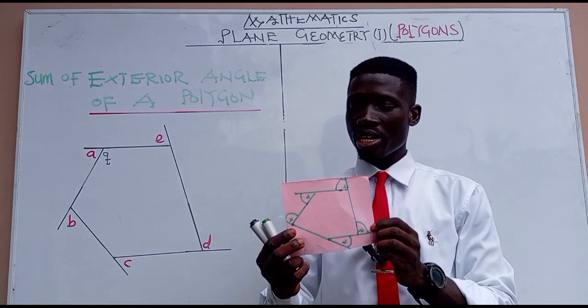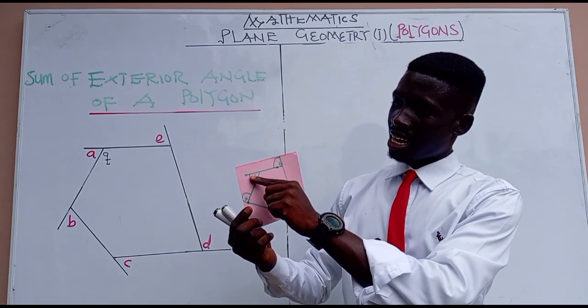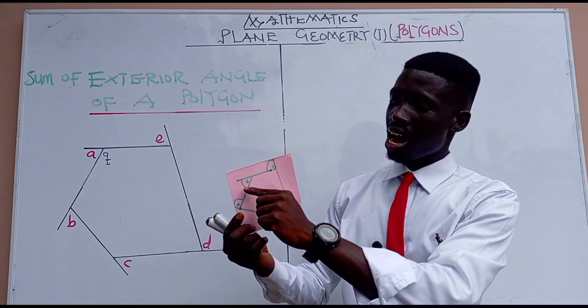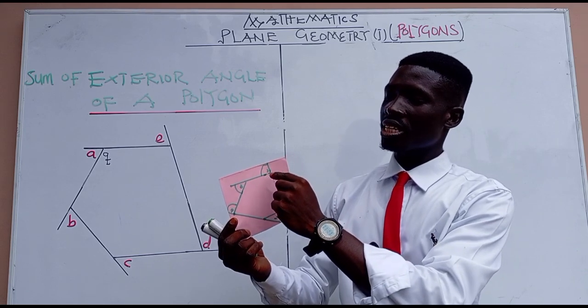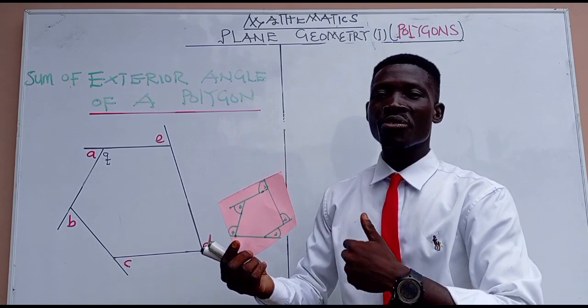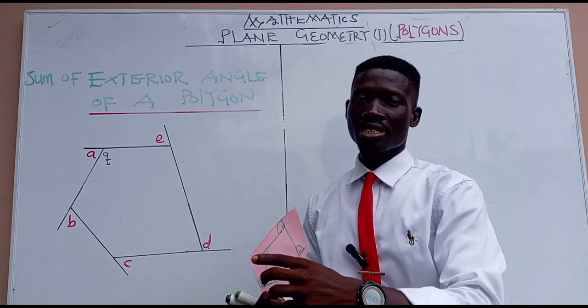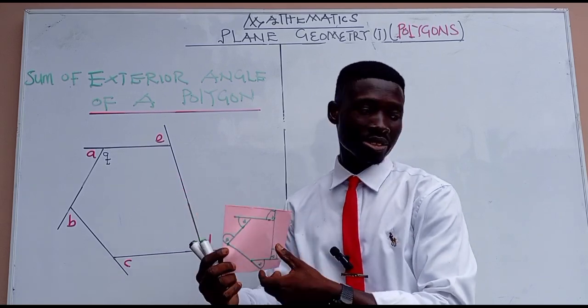So we have a polygon here. You can see this polygon that I've drawn. The angles that are formed at these corners are the exterior angles that I'm talking about. Now we are going to cut all these exterior angles and arrange them to see what we will be coming out with. So let's cut these shapes out, this angle, the exterior angle, let's cut them out.